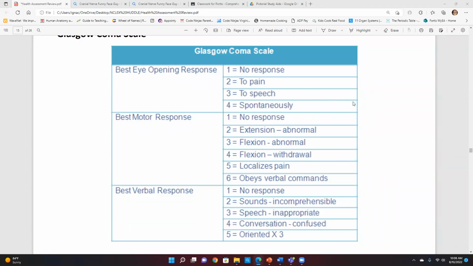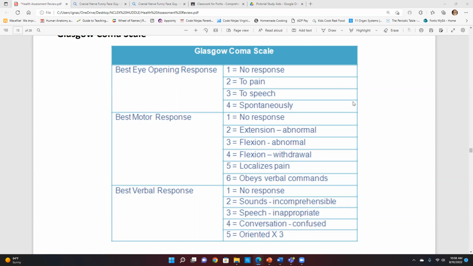Okay, so I just had to take a quick pause for a second. Let me go back to the Glasgow Coma Scale. We're looking at the eyes, the motor response, and the verbal response. We want them to have the highest possible score. With 1, there's not going to be any response. With 2, if we pinch them, they open their eyes. With 3, if we tell them, please open your eyes, they open their eyes. And then 4, they just open their eyes on their own whenever they're ready. So 4 is going to be the best response.